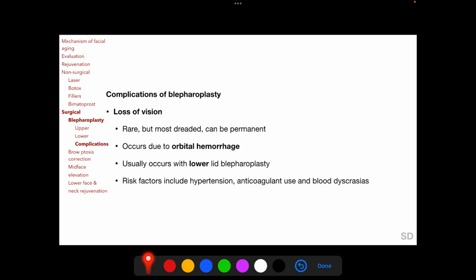The most dreaded complication of blepharoplasty is loss of vision. This is rare but can be permanent, and this occurs due to orbital hemorrhage. It usually occurs with lower eyelid blepharoplasty, and risk factors include hypertension, anticoagulant use, and blood dyscrasias.